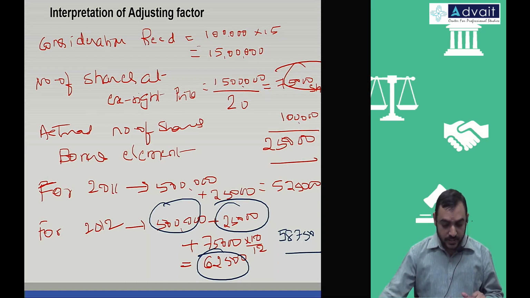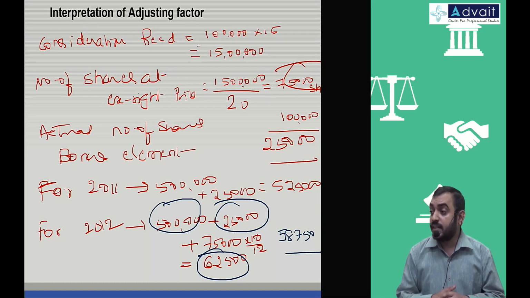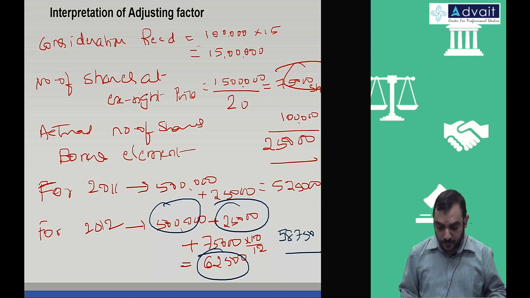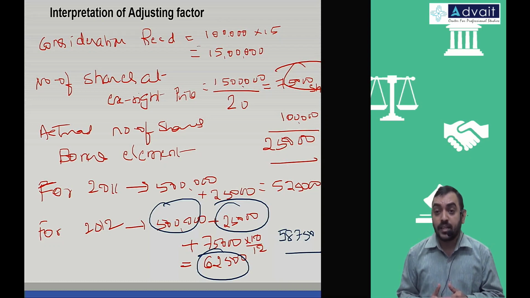Okay, so what is pending is diluted EPS and the order of dilution of EPS, that we will take up in the next session. So it is 7:25 now, take a break of 10 minutes, we will resume at 7:35.